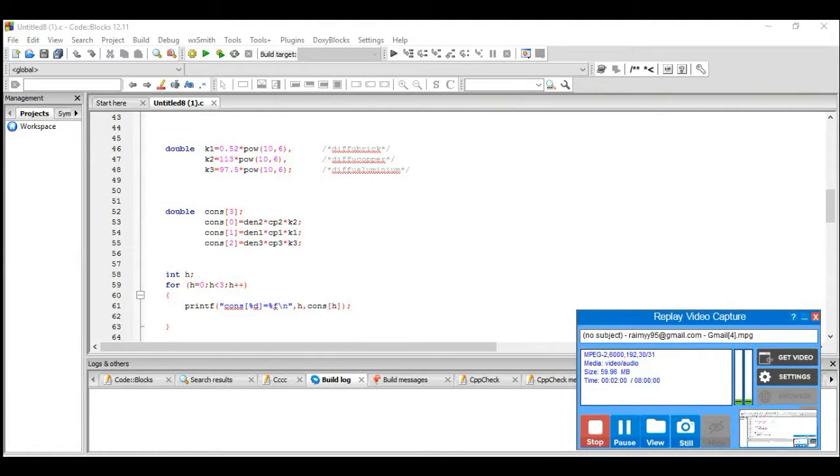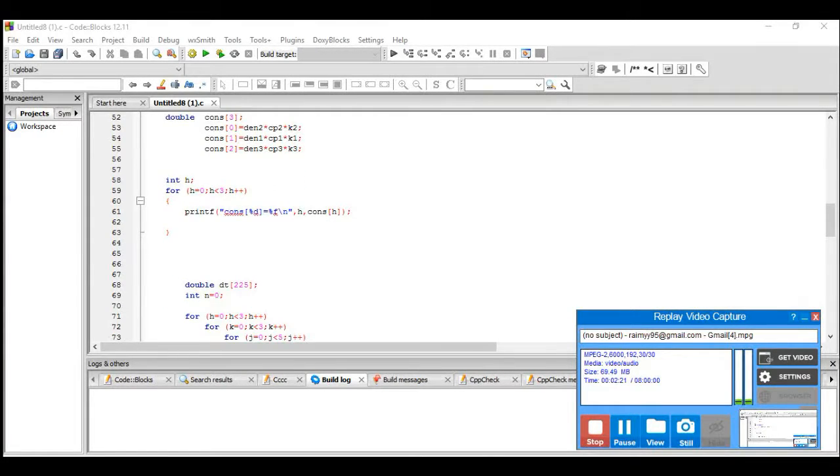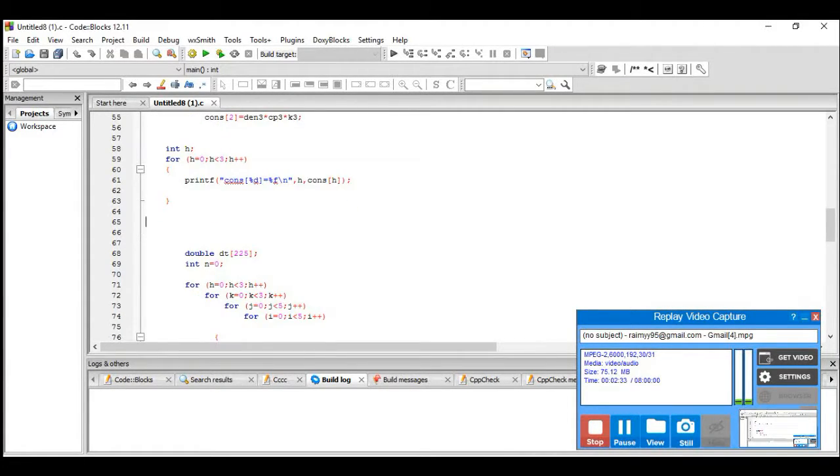So next, I declare the array const 3, which is the constant for my equation. It will have 3 values, and I declare const 0 as density 2 times CP2 times K2, const 1 as density 1 times CP1 times K1, and const 2 equals density 3 times CP3 times K3. So I print all the values of the constants for all 3 materials, which are brick, copper, and aluminium.